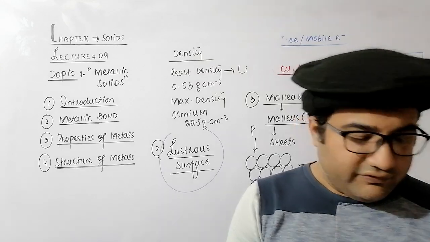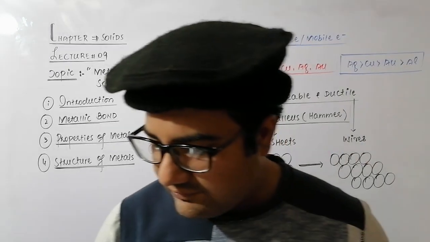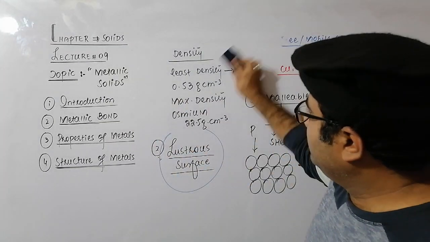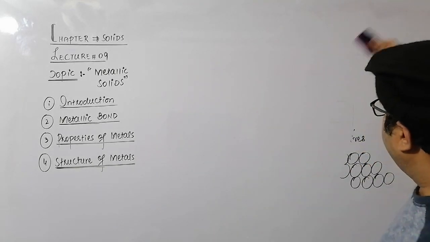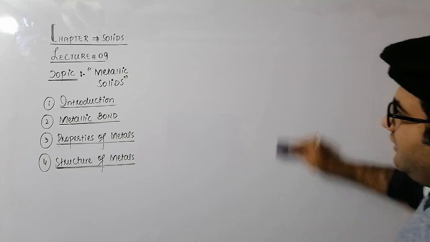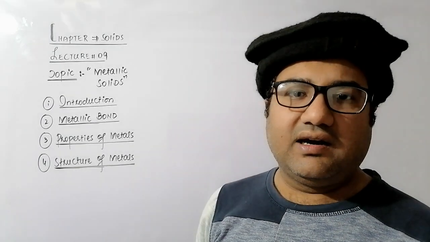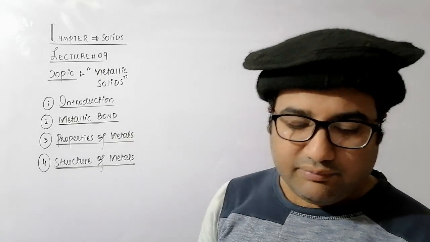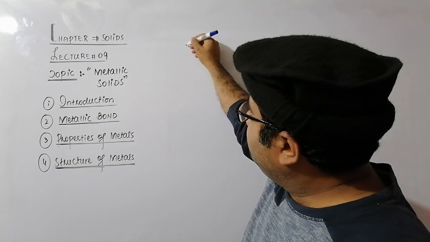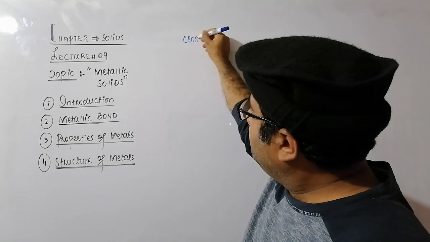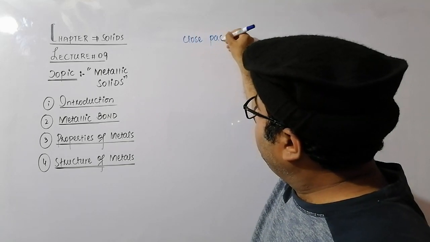Now let's move towards the last portion of our lecture, which is about the structure of the metals. You know that metals have close packing, and when we discuss the structure of the metals, we take metal cations as hard spheres or hard balls. So metals have close packing.